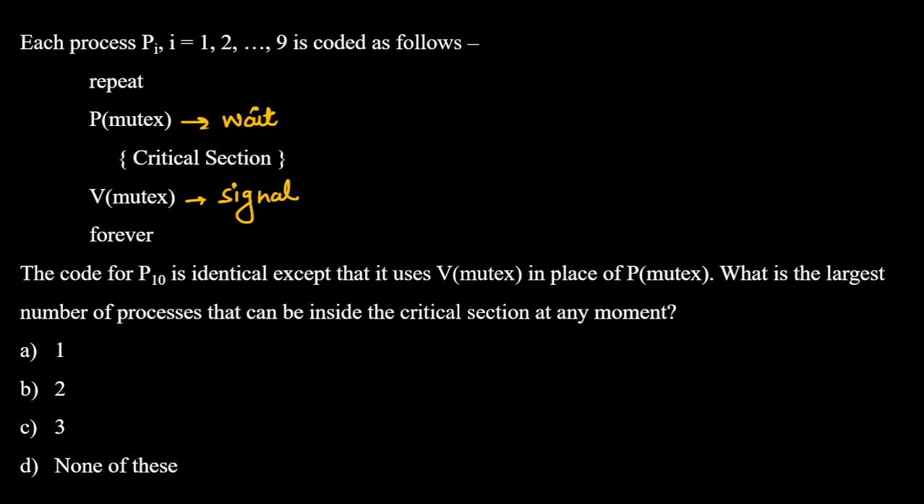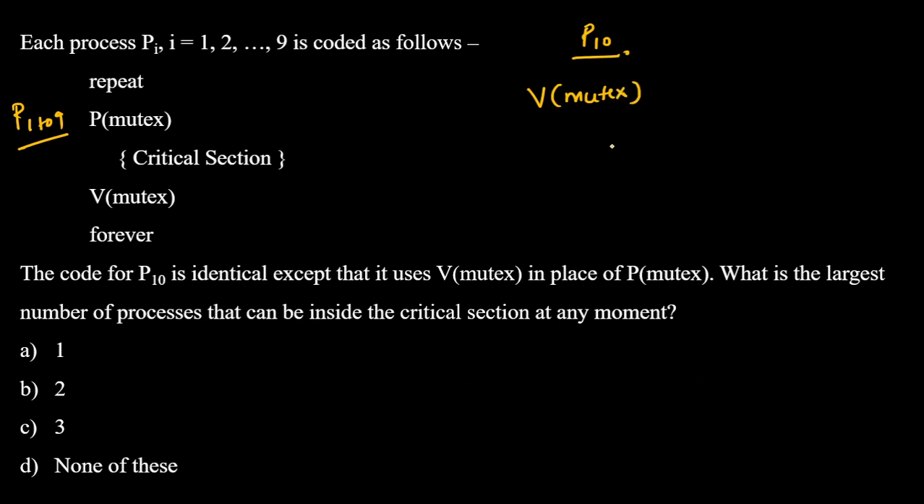Okay. So see, by now you must have tried it. What we will do first, we have these processes 1 to 9. Okay. So I'll just erase this, and we will write over here the code for process P10. So this is for processes 1 to 9, and for P10 it will be something like V(mutex), critical section, V(mutex), right? So this is for P10.